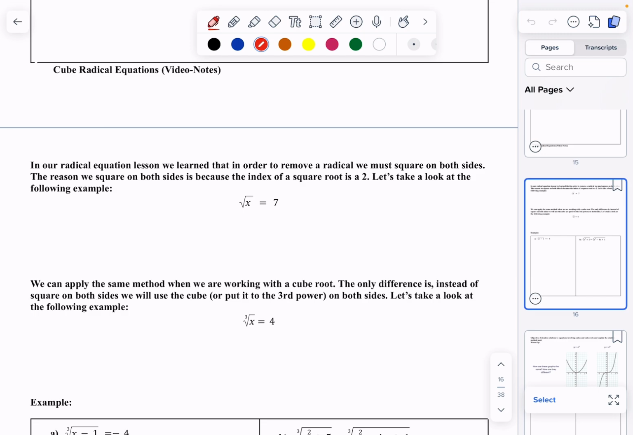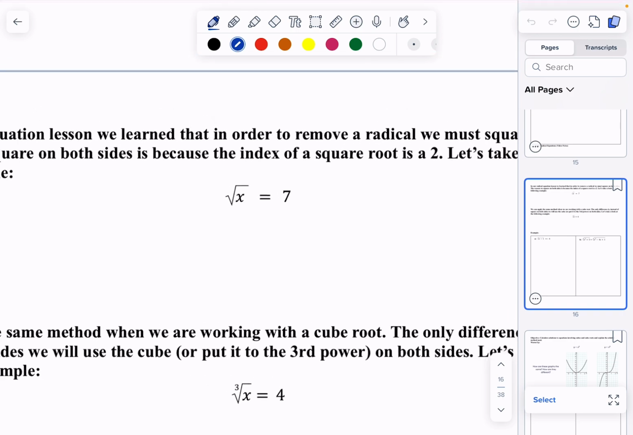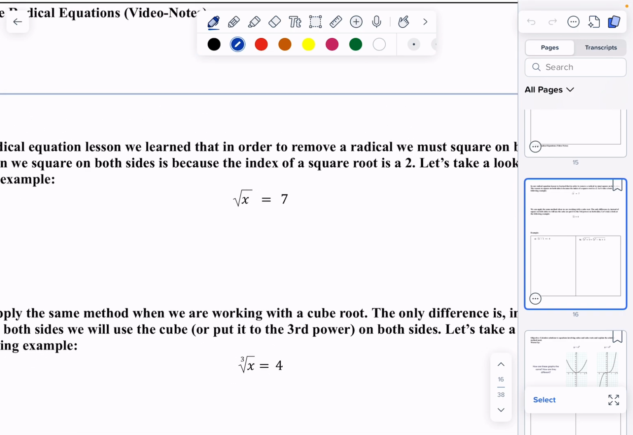on both sides. The reason we square on both sides is because the index of a square root is 2. So let's take a look at the following example and see what I mean by that index situation. If I rewrite radical x as a rational exponent, it has 1 as the power, and our index is 2. So using our rational exponent rule, this is x to the 1 over 2 is equal to 7.